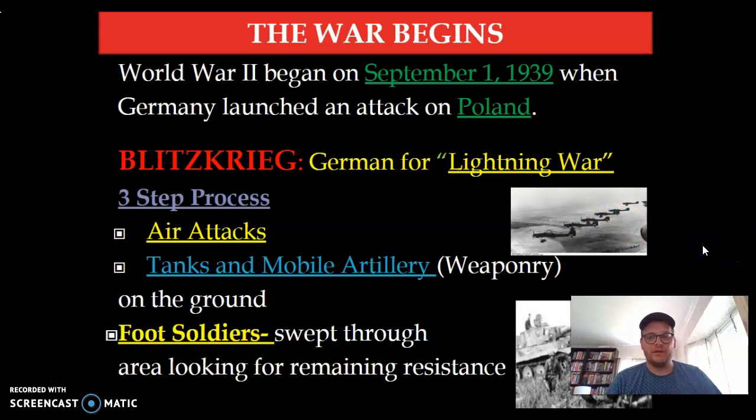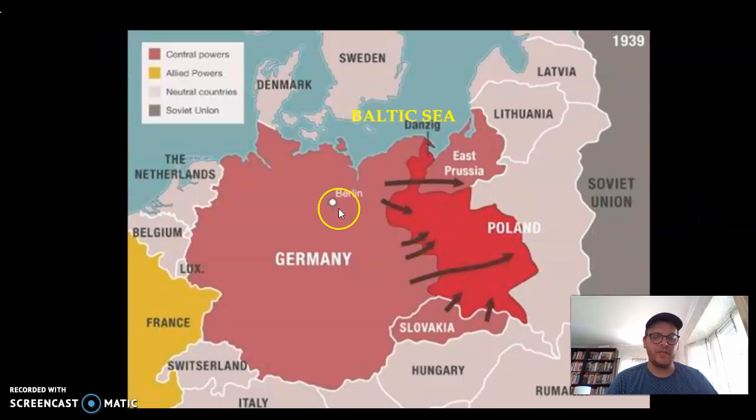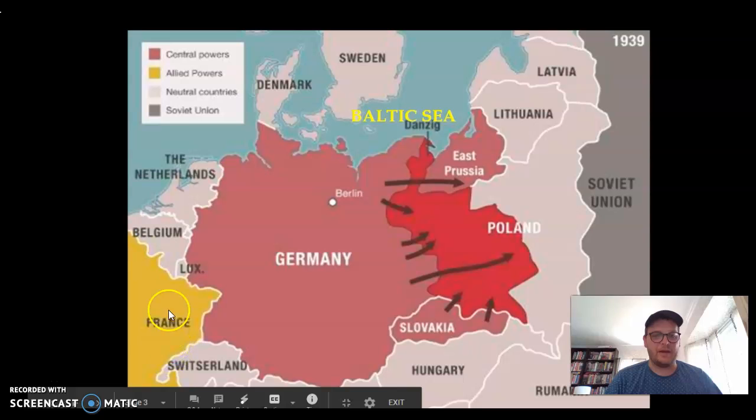All right, you can see right here there's an image of German Stuka planes. Right here we have a German tank, a little cut off by my head though. Here's Germany at the beginning of the war, invading Poland in September 1939, which starts the war off. And again, these are the Central Powers. You can look right there. If you guys remember the Central Powers, the red area from World War I. Allied powers are yellow, neutral countries are the light gray, and then the Soviet Union is dark gray.